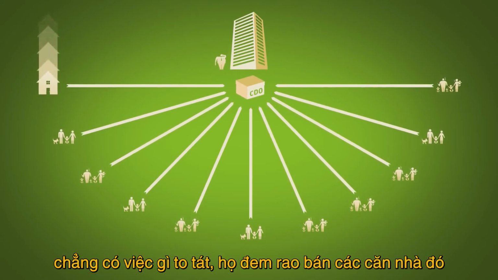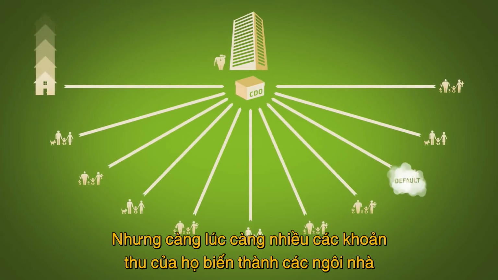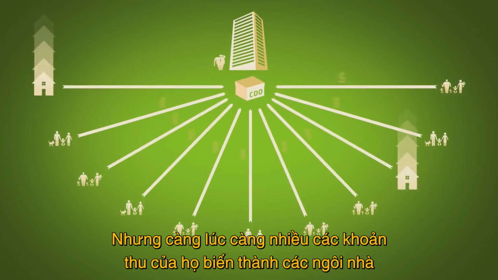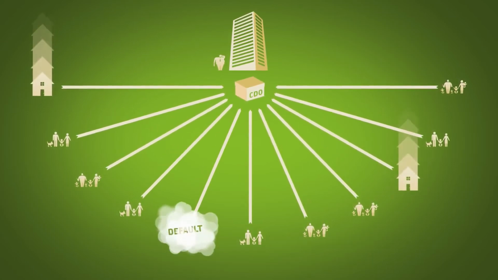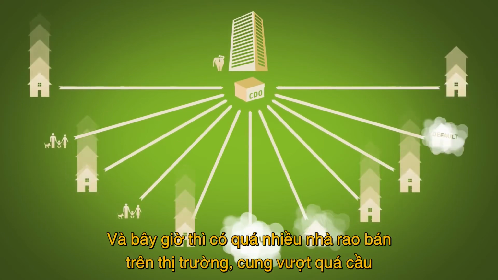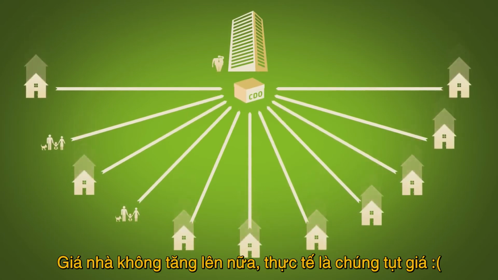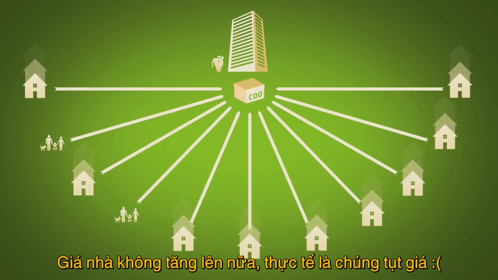No big deal. He puts it up for sale. But more and more of his monthly payments turn into houses. Now there are so many houses for sale on the market, creating more supply than there is demand, and housing prices aren't rising anymore. In fact, they plummet.